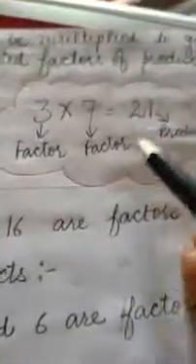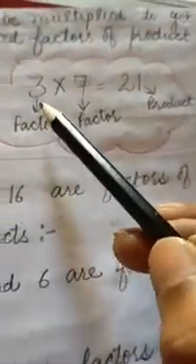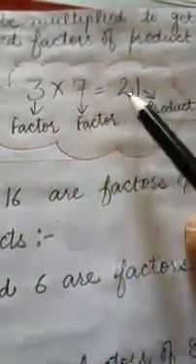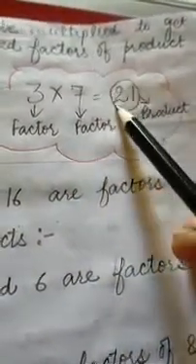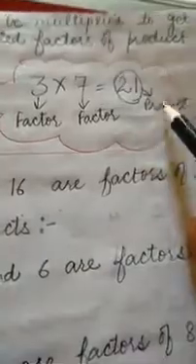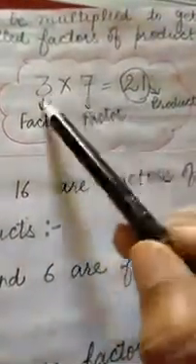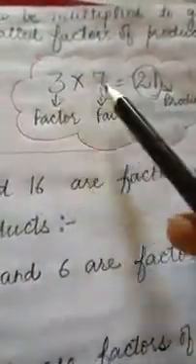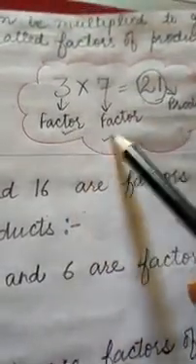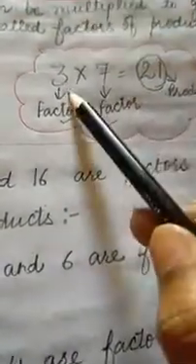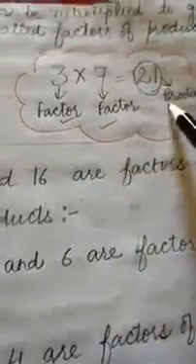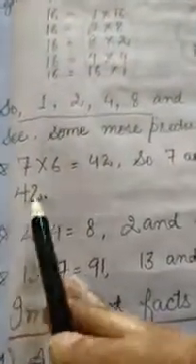See one more example. If we write 3 multiplied by 7 is equal to 21, 21 is called the product, and the numbers which are multiplied to get this product are called factors. Here 3 and 7 are the factors of 21. Now see more examples.